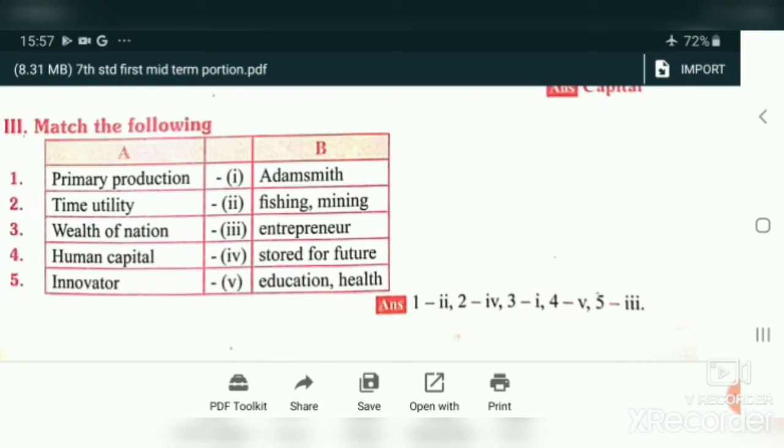Match the following: primary production, fishing and mining. Time utility, stored for future. Wealth of Nations is a book written by Adam Smith. Human capital, education, health. Innovator, entrepreneur. Again I am telling: fishing and mining is primary production. Time utility, stored for future. Wealth of Nations written by Adam Smith. Human capital, education, health. Innovator, entrepreneur.